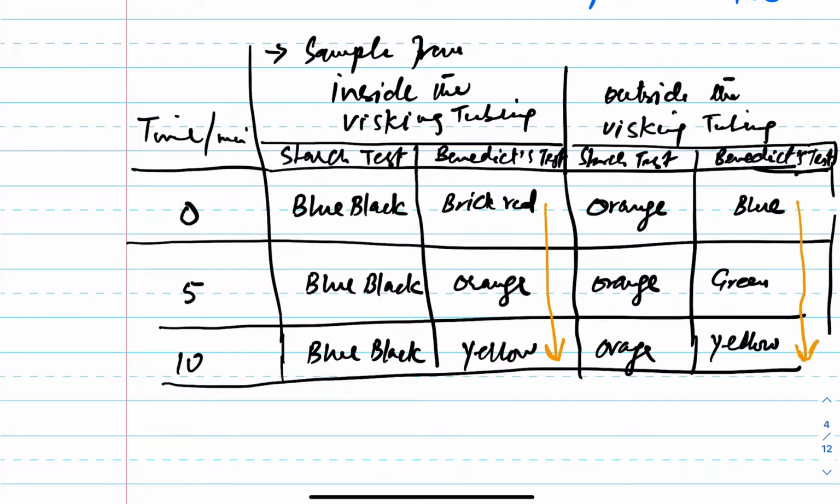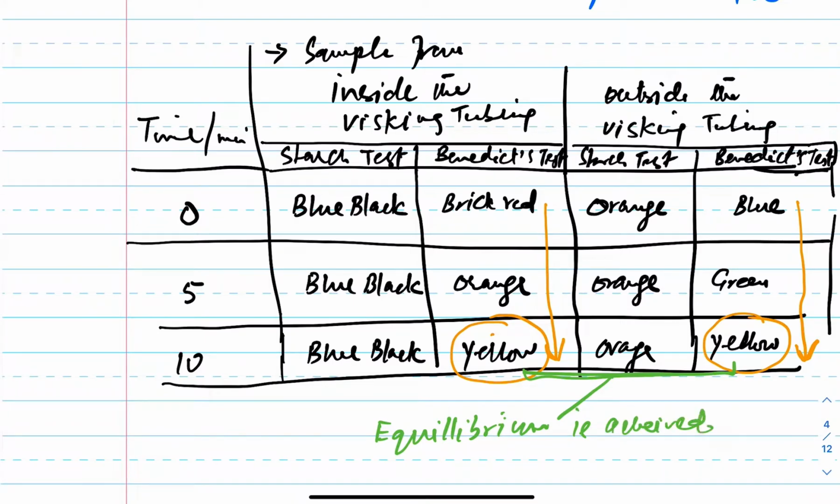Okay, and after 10 minutes it becomes yellow on the inside and it becomes yellow on the outside. So it means the glucose concentration between inside and outside becomes the same. So this is where an equilibrium has been established at this point. This yellow color on inside and outside shows that equilibrium is established, or equilibrium is achieved, after 10 minutes.